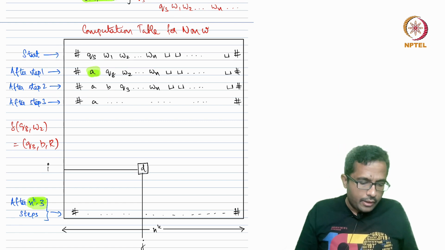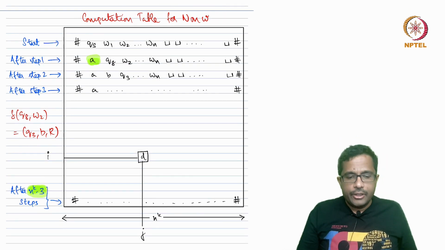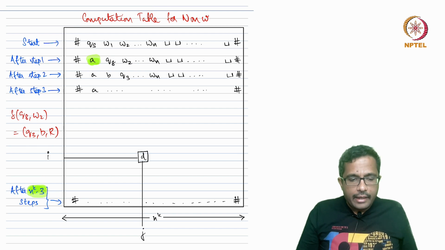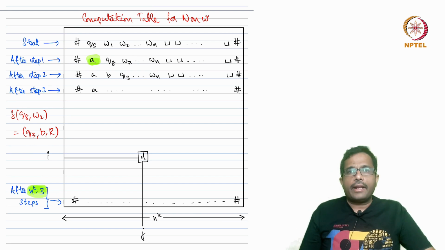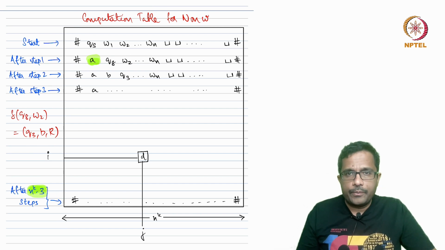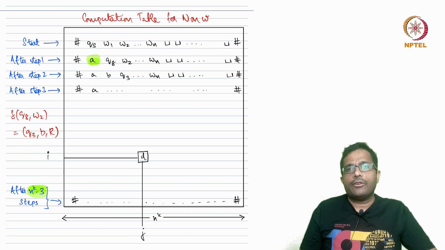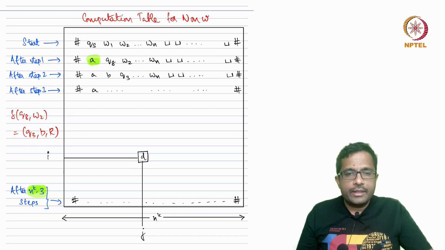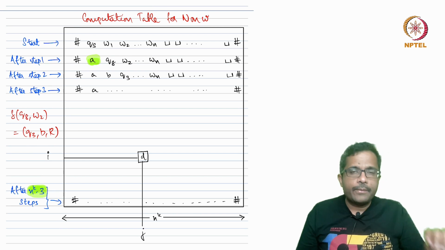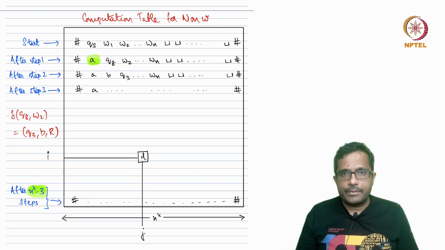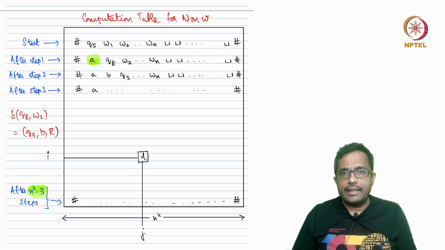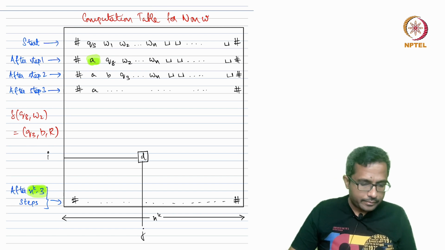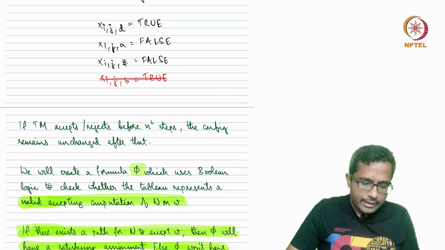Let me repeat. We want the Boolean formula phi to encode whether there exists an accepting computation for N on the string W. N is a non-deterministic decider for the language A, so W is in A if and only if N can accept W, and that can happen only if there is a sequence of configurations that leads N to acceptance. This is what we want to encode in the Boolean formula phi, and the details we discussed in the previous lecture.